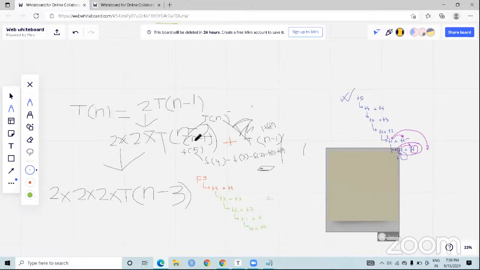So you are saying that rather than using fn minus 1 plus fn minus 1, we will calculate 2 into fn minus 1, right? Yes. So let's do this here.